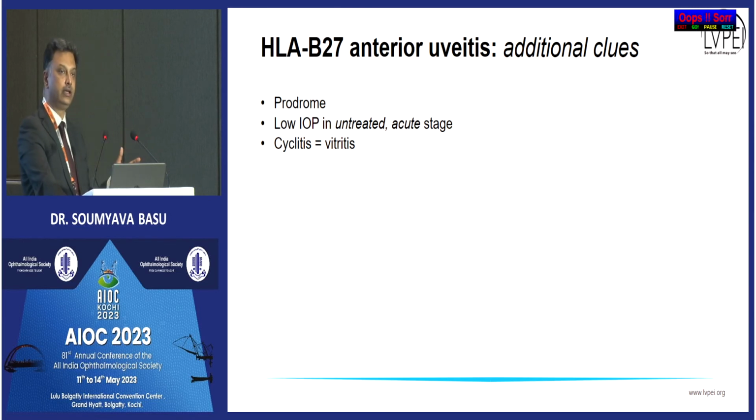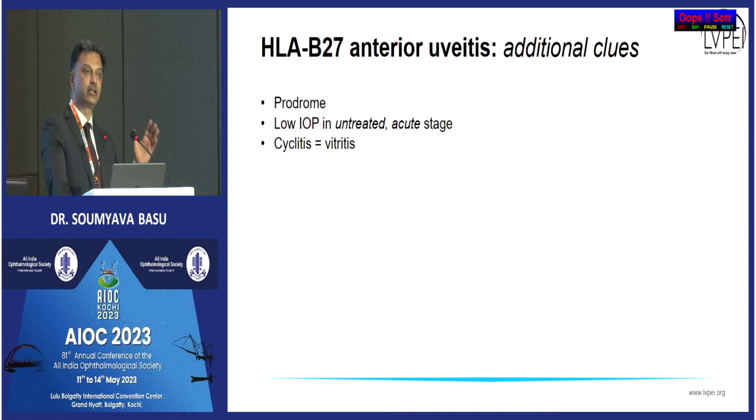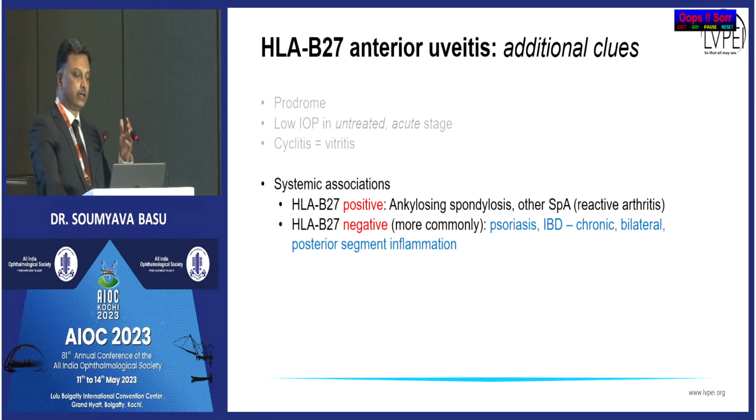And as I told earlier, if you see vitritis, it doesn't mean a spillover inflammation, but it means that the disease is essentially an iridocyclitis and not an iritis alone. So the cyclitis will naturally lead to the vitritis in these patients. The HLA-B27 is positive in most cases of ankylosing spondylitis and other spondyloarthropathies, while it is negative in other diseases like psoriasis or inflammatory bowel disease, where you may also see a chronic course with a posterior segment inflammation.